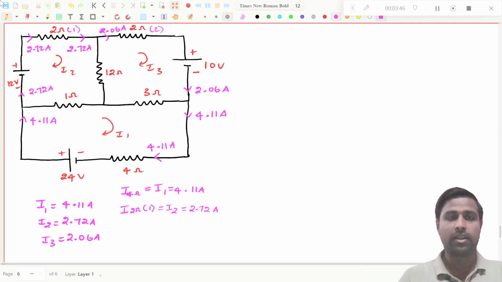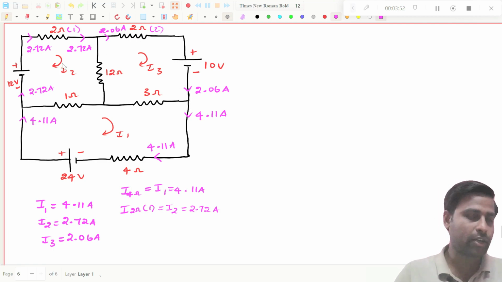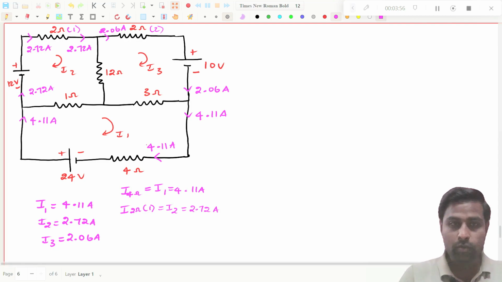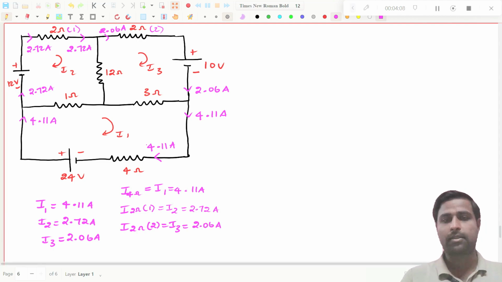And I will go for this other 2 ohms resistor. You see, this 2 ohms resistor is connected only in the third loop. It is not related to the first loop or second loop. So I have to write that I through the second 2 ohms resistor will be equal to I3, that is nothing but 2.06 amperes. That's all, right?